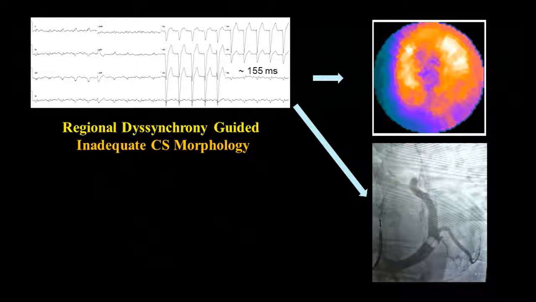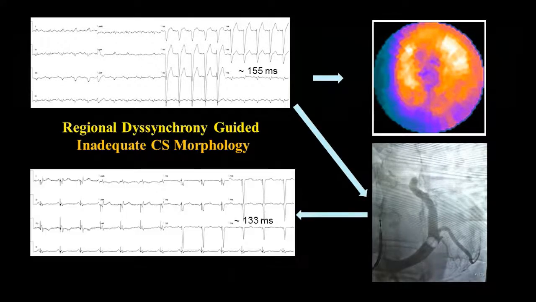Now you can see the site of latest activation is in the anterolateral wall, which is that bright spot on the top, but there is no branch of the coronary sinus in the anterolateral region. So the operator had no choice but to implant it in the infralateral region. That's the best they could do, although there was some reduction in the QRS width, but it was not normal. It was still 130 milliseconds.